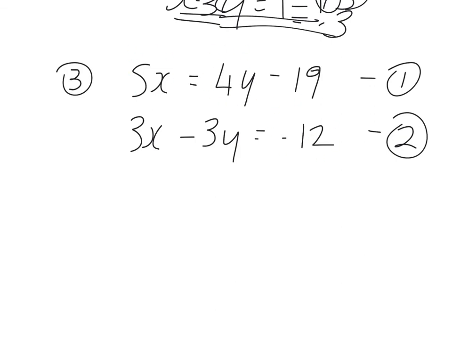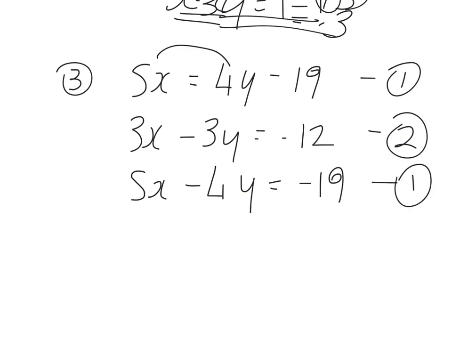So the best thing to do at that point is, why don't we just adjust equation 1 so that we've got letter, letter, number. That would mean bringing the 4y across and making it minus. So that would be 5x minus 4y equals minus 19. And now I've got things nicely lined up, and that's still equation 1.